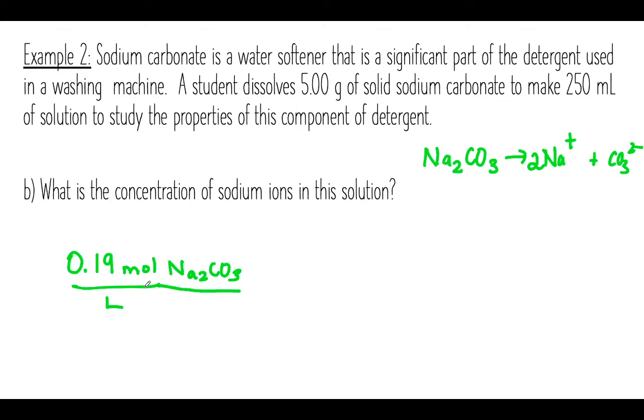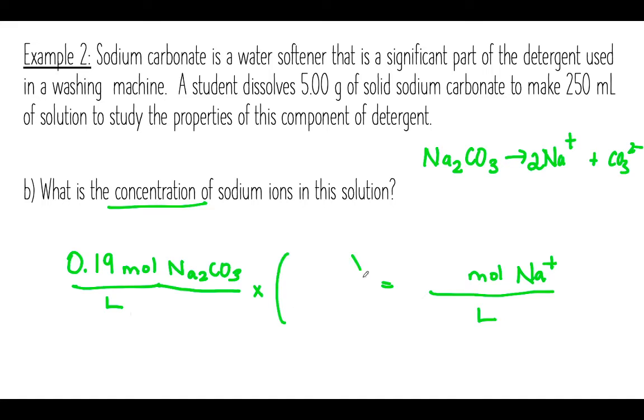Right? So my moles here, I want in the end it to be moles of Na+ over liter. Moles per liter is my concentration. So 0.19 moles of Na2CO3 for every 1 liter. I want to try and find the concentration of moles of Na+. How do I do that?